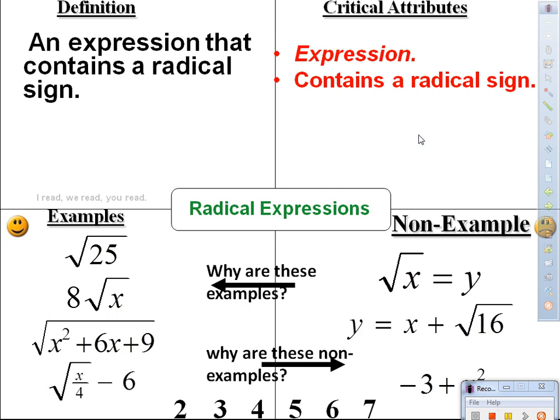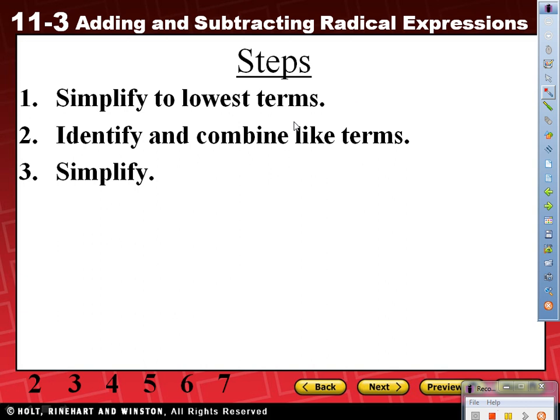So, steps. Write these steps down, please. Three simple steps: simplify, combine like terms, and simplify. Tell your neighbor the steps. Okay, copy that, please.